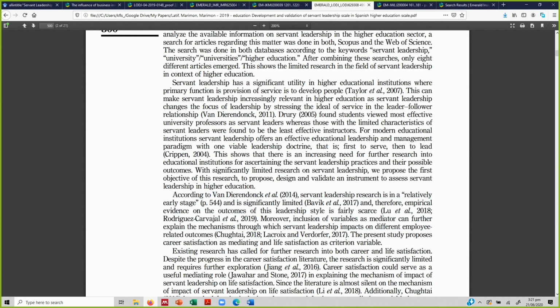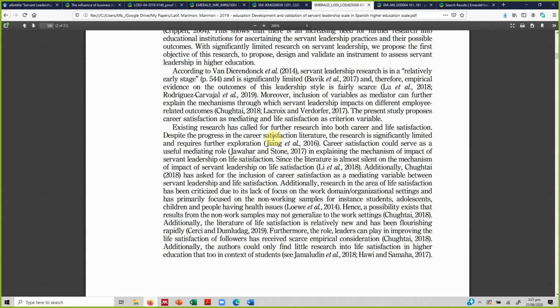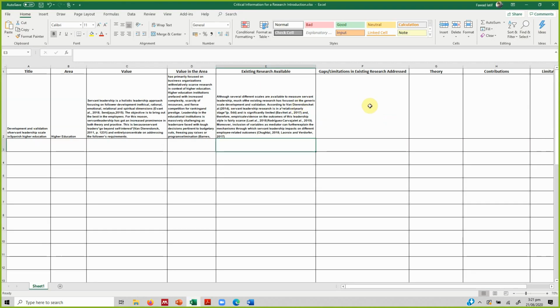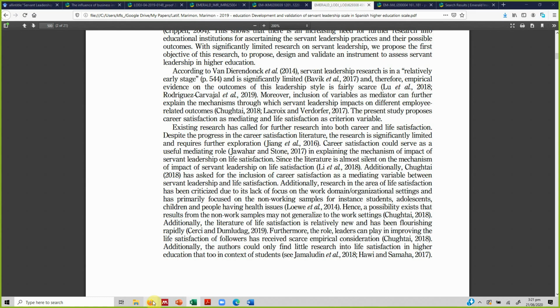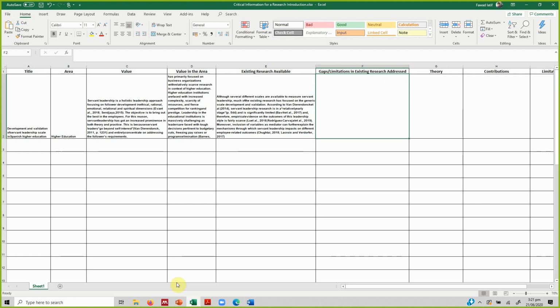Now, if I go down the paper, there is existing research on career and life satisfaction as well, because these are the mediator and the outcome variable in the study respectively. So what are the limitations pertinent to these variables? When you read through this, you can easily identify and copy it into your Excel sheet. What gaps and limitations did they address? Obviously, while you are reading the existing research available, most of the time researchers have mentioned that these are the gaps that they are going to fill.